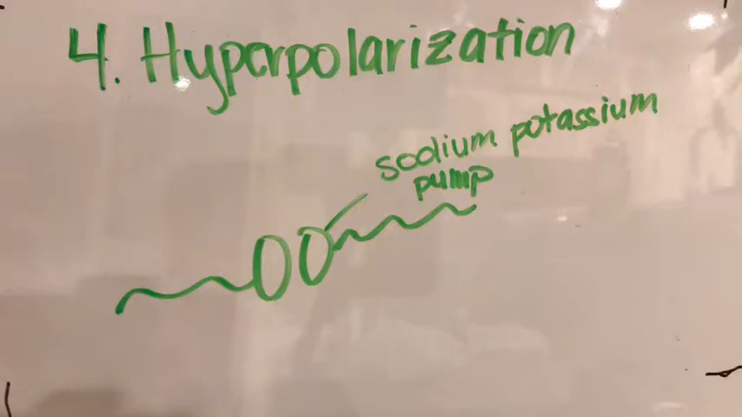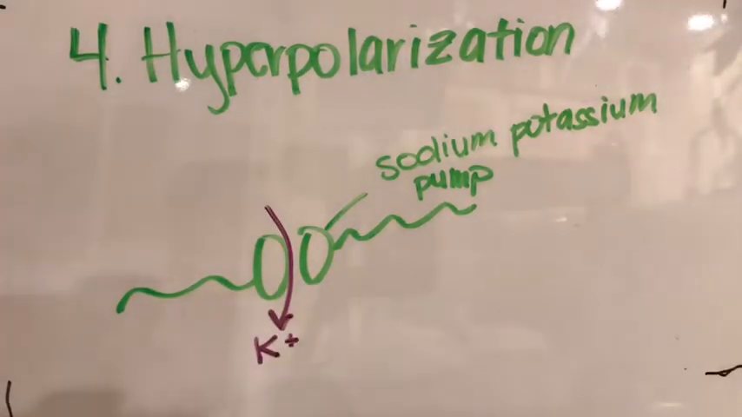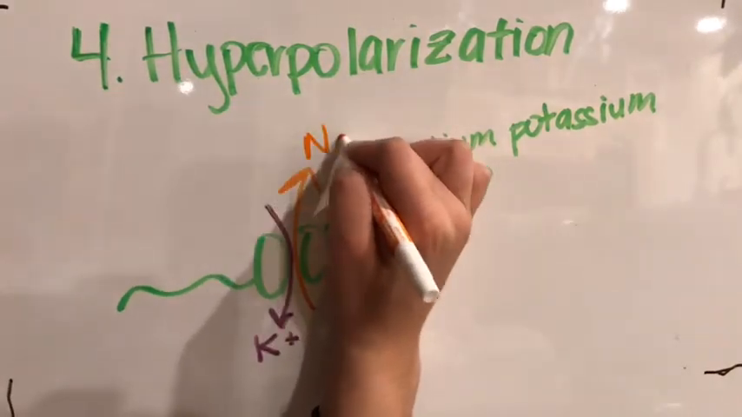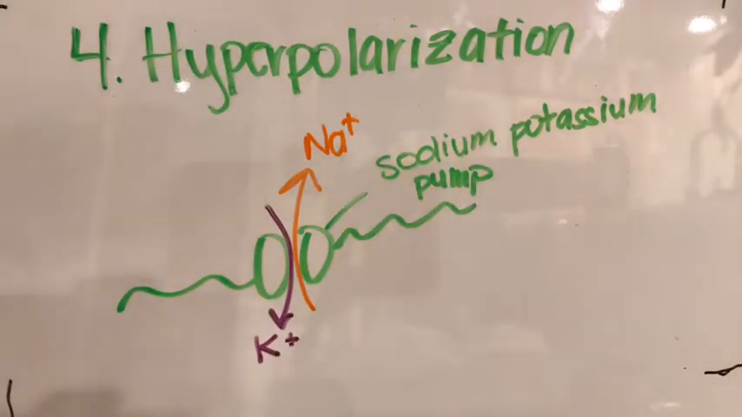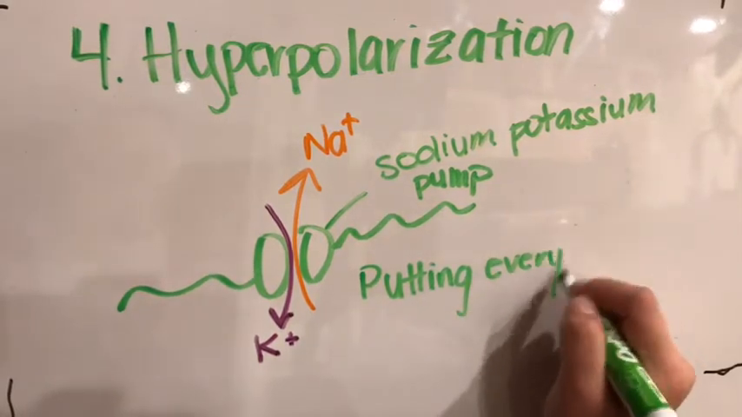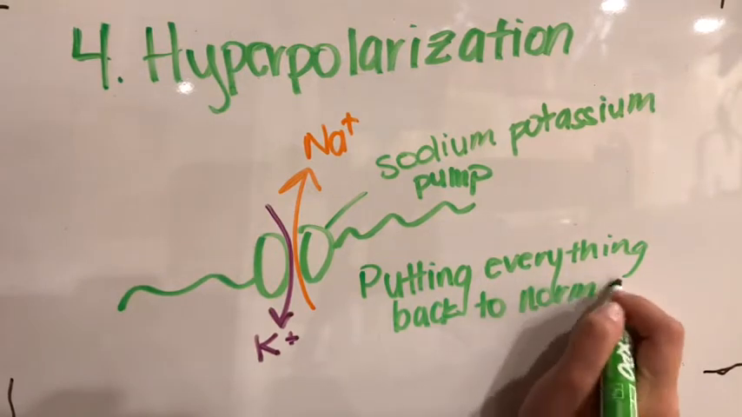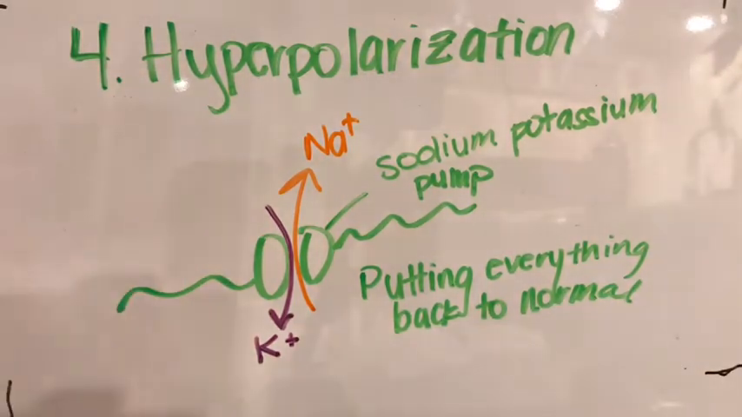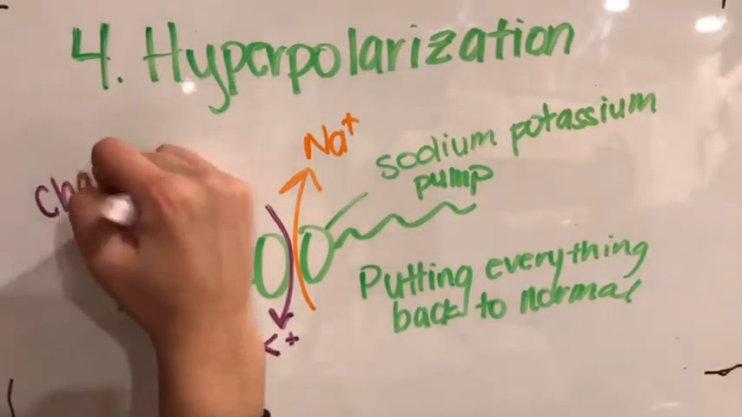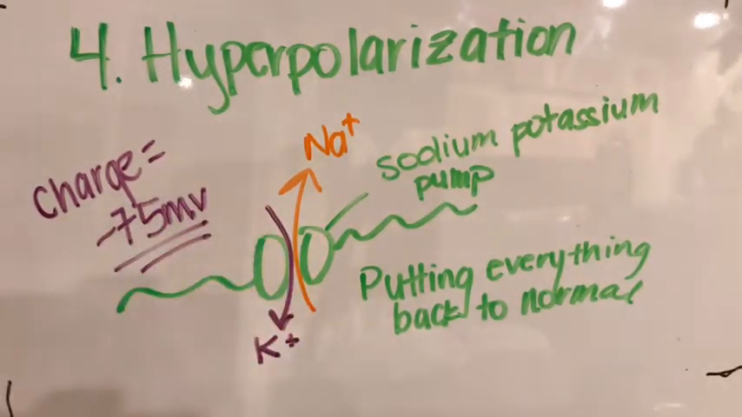To get everything back to normal, the sodium-potassium pump is pumping potassium back into the cell and sodium out of the cell. This will now bring it back to the normal charge of negative 70 millivolts.